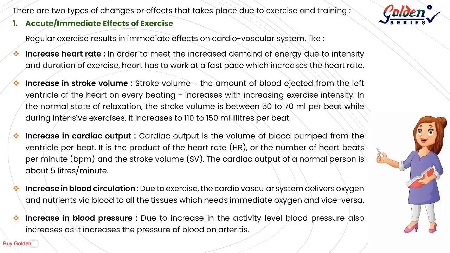Increase in cardiac output. Cardiac output is the volume of blood pumped from the ventricle per minute. It is the product of the heart rate, HR, or the number of heartbeats per minute, BPM, and the stroke volume, SV. The cardiac output of a normal person is about 5 liters per minute.